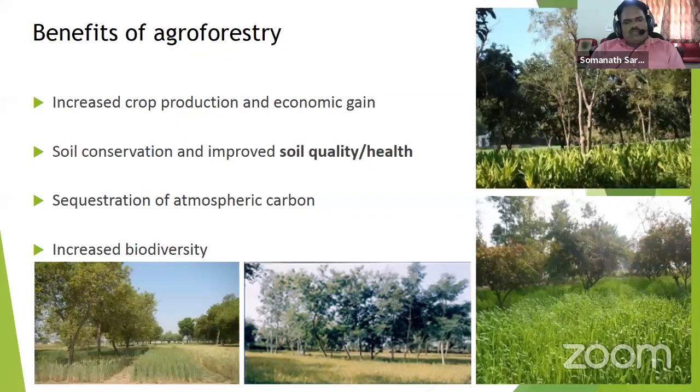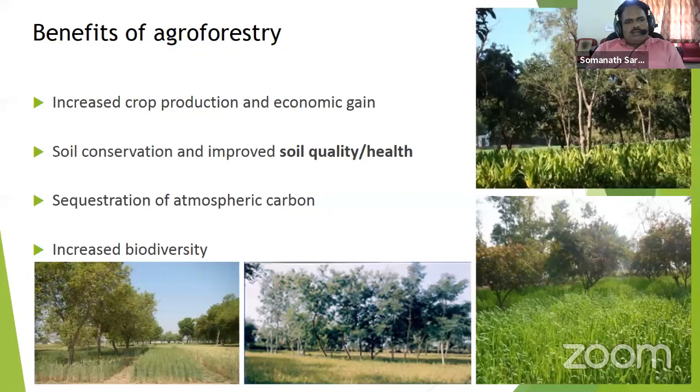Sequestration of the atmospheric carbon: it sequesters the carbon and stores it in the soil, and in the vegetative parts of the tree species and annual crops also. After carbon addition into the soil, it improves the organic carbon in the soil. The added carbon in the soil acts as energy for the microorganisms which are active in the soils, which improves the soil health and soil quality.